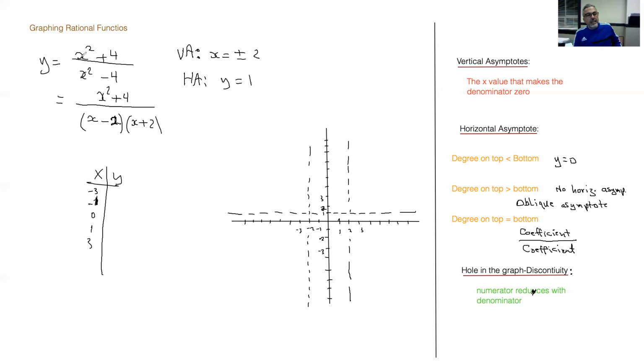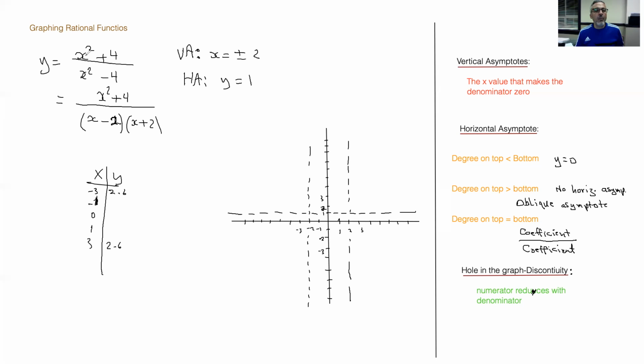Negative 3 squared is 9, plus 4 is 13. The bottom is 9 minus 4, which is 5. So 13 divided by 5 equals 2.6. So this is 2.6, and be assured this is 2.6 as well, because negative 3 and 3, when you square them, are both positive, so they give you the same answer.